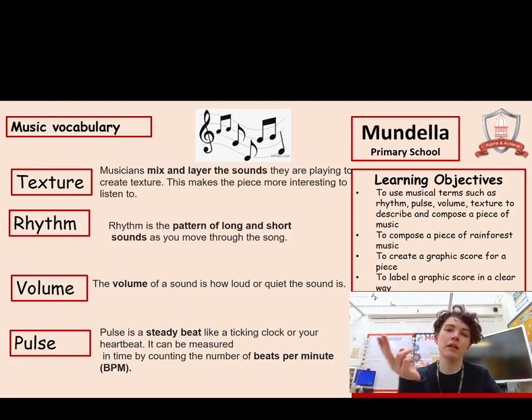And you'll remember from last lesson we practiced finding our heartbeat. To remind you, try and find your pulse either on your neck or you could use your wrist as well. That is the steady, constant beat. And we count that by using what's called beats per minute. Okay, now that we've refreshed our memories of the musical vocabulary, we can get started with our main activity.